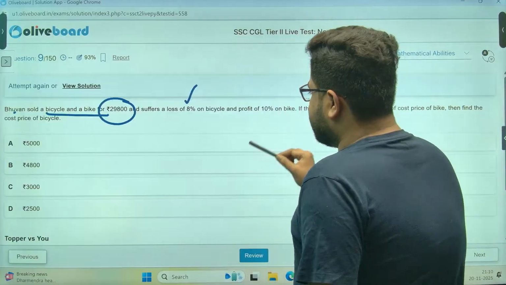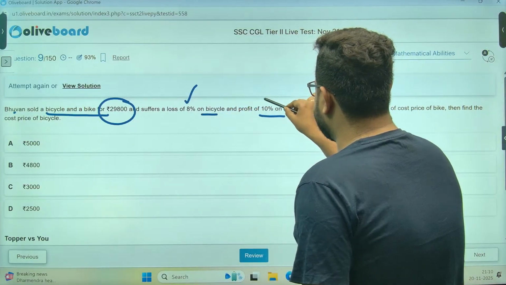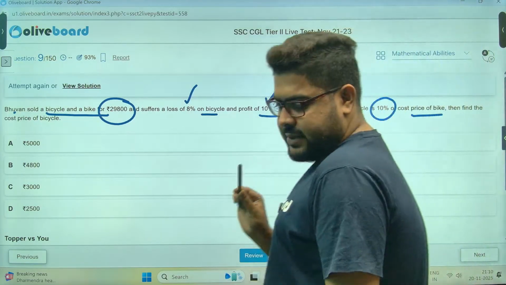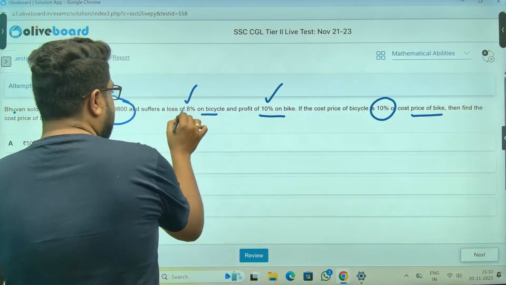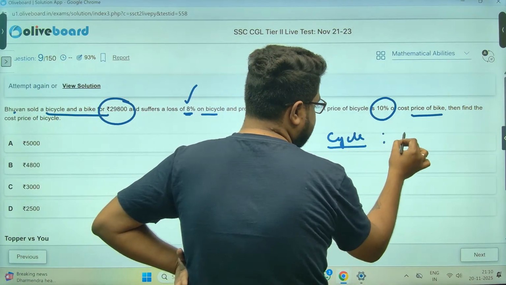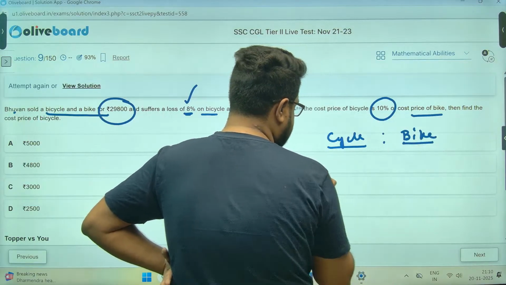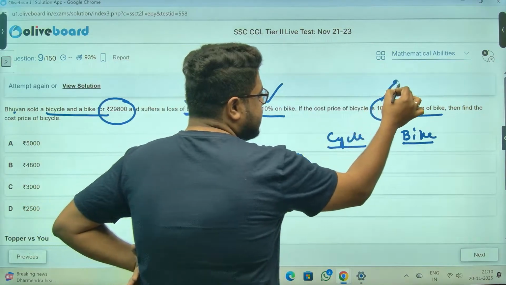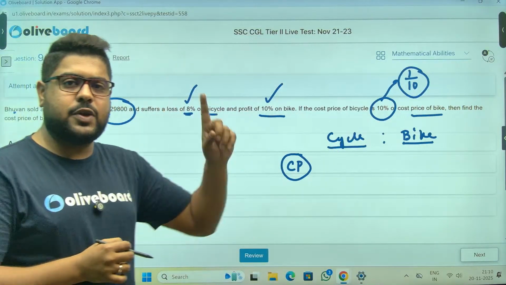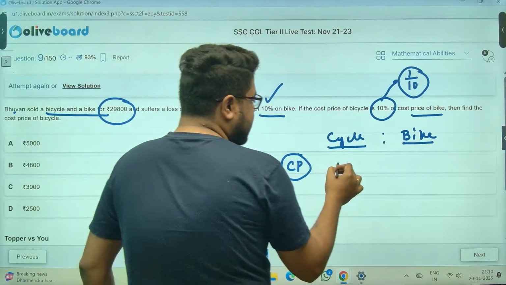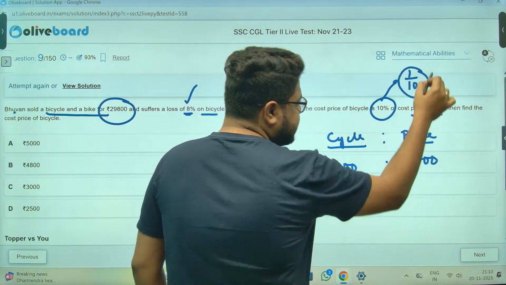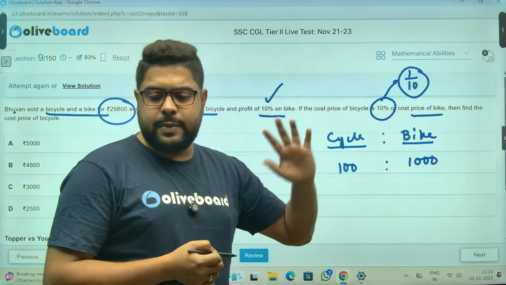8% loss on the bicycle and 10% profit on the bike. Okay. CP of the bicycle is 10% of the bike. Okay, sir. It's very simple. So loss 8%. So to calculate this, cycle and bike, let us take the CP now in this case. 10% means 1 by 10. Because I need to calculate percentage, 100 will be a good option for me. So I'm taking this bicycle price as 100 rupees. And the bike price will be then 1000, because 10 times 1/10 is 100, so bike will be 1000.